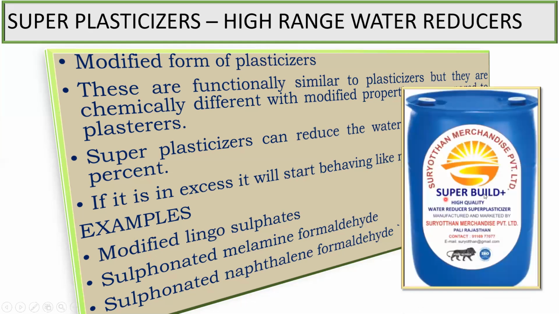So you can see it here, no? What is written? Super build is the name of a company. High quality water reducer, super plasticizers are written. This is the place where it is manufactured. There are a lot of companies, and local people also are into this business of making plasticizers. So wherever you want, you can give an order and get it, right? This is how it has to be done.